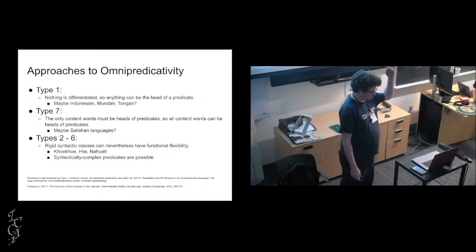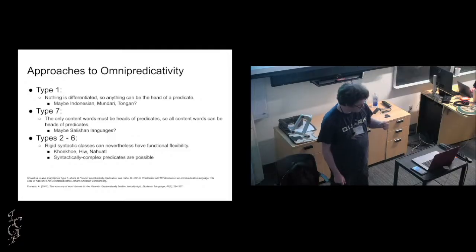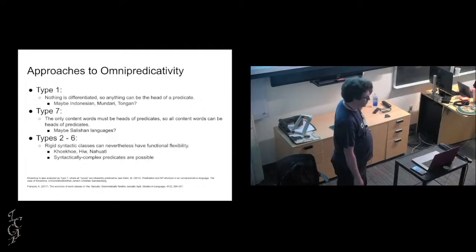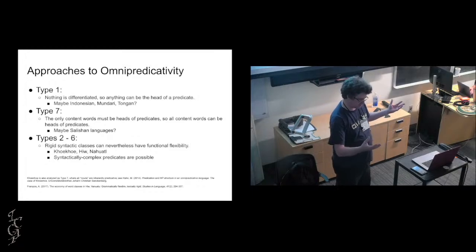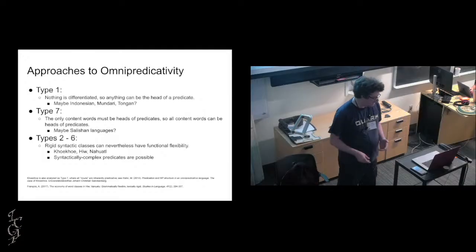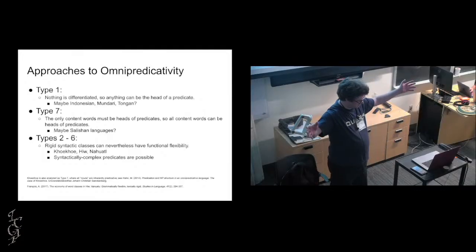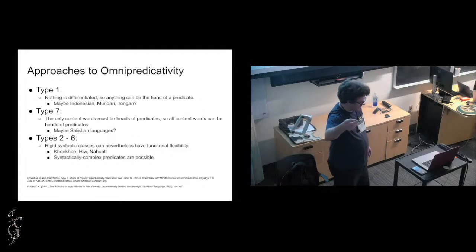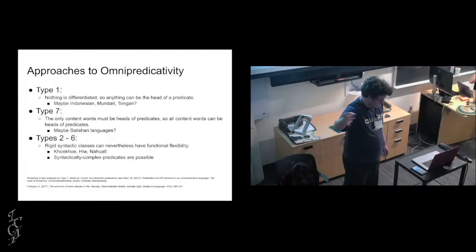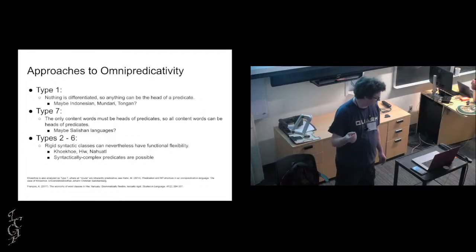Types 2 through 6, that gets a little bit more confusing. So I hope it's obvious to everybody, if your only lexical words are verbs, then obviously everything can be a verb because everything is a verb. If your only class is undifferentiated, then necessarily everything in that class can act as a verb, because if it couldn't, then it would be differentiated. What is happening in the middle for types 2 through 6?